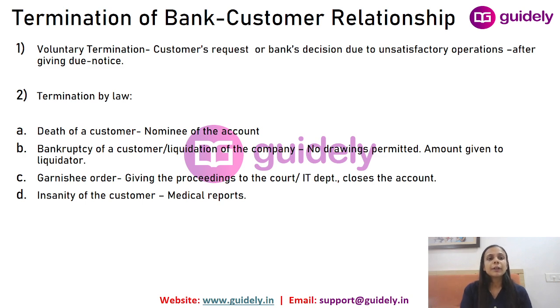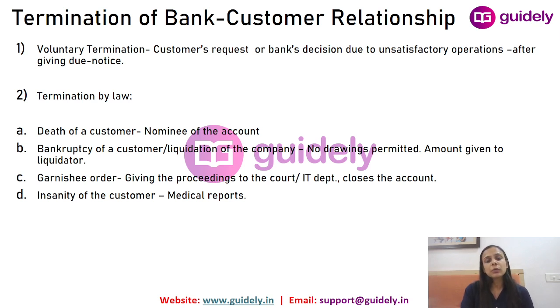Second scenario is termination by law. First is death of a customer. In case of death of a customer, as soon as the bank comes to know about it, the bank has to close the account. But when? After giving the credit balance of the entire account to the nominee of the account, or whatever the rule is, like obtaining all the KYC documents related to the documentation of inheritance and everything, the bank has to close the account of the deceased customer.